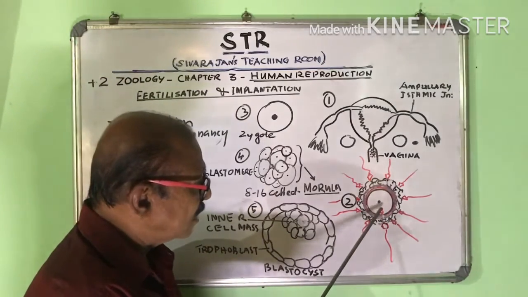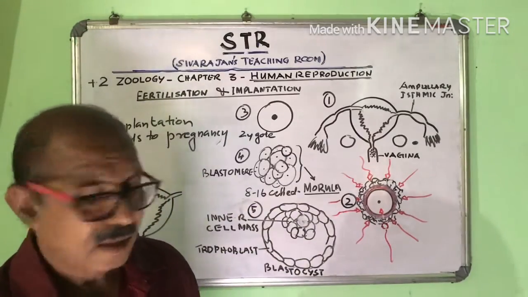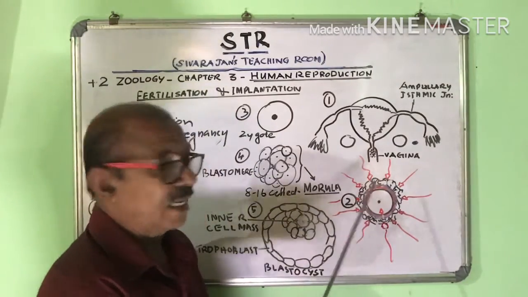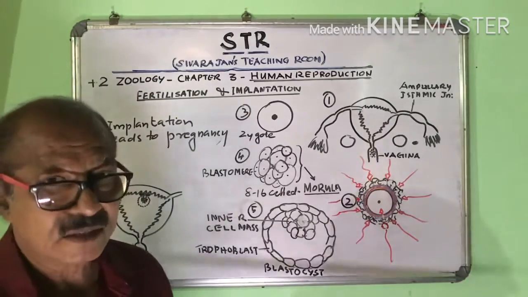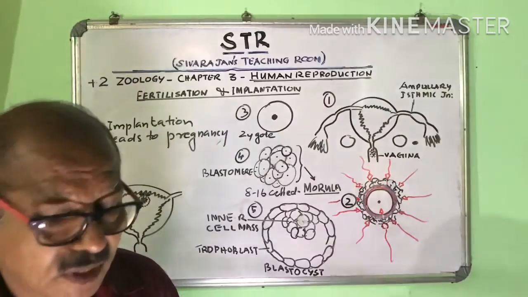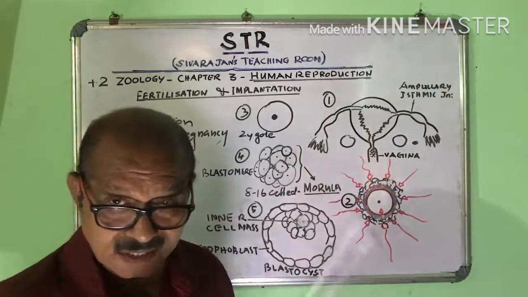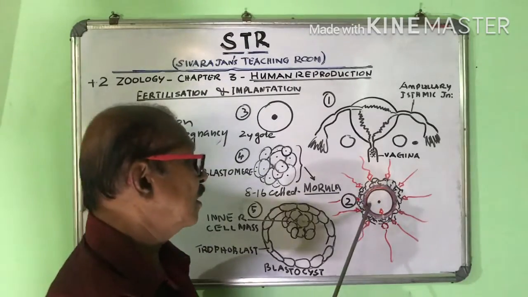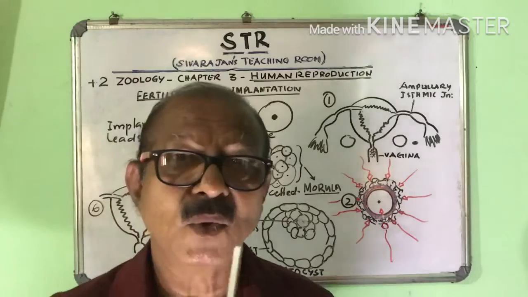When the sperm head is inside the cytoplasm of the ovum, it induces the secondary oocyte to complete meiosis 2, and as a result 2 haploid cells are produced. Again, one is a very small cell called the second polar body, and the other is a bigger cell, the actual ovum, or the ootid.